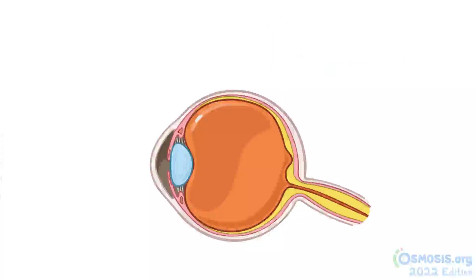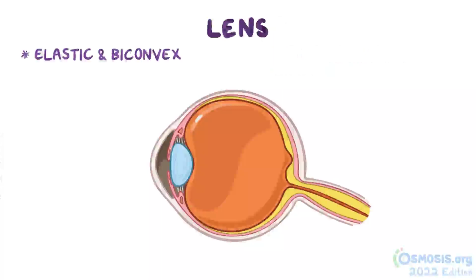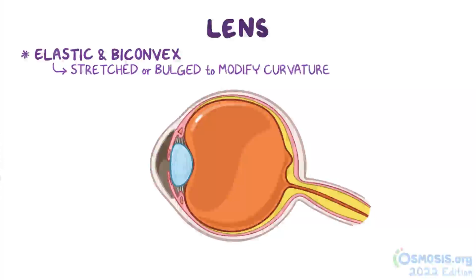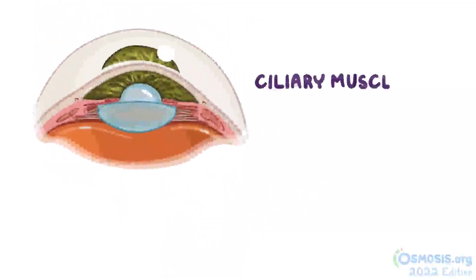On the other side, the lens is an elastic and biconvex structure, which means both its anterior and posterior surfaces are convex. This means the lens can be stretched or bulged to modify its curvature, and by doing this, it fine-tunes our ability to focus. Unfortunately, the lens can't stretch or bulge by itself, so it needs a partner, the smooth muscle within the ciliary body called the ciliary muscle.